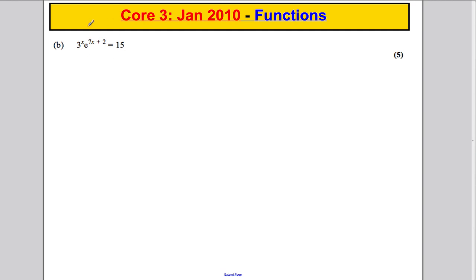Part B, we're trying to solve something like this. Now, a common mistake here might be to try and add the powers, because you've got 3 to the x multiplied by e to the 7x plus 2. You might try and add the powers and maybe combine this into 3e to the 8x plus 2. It's a total mistake.